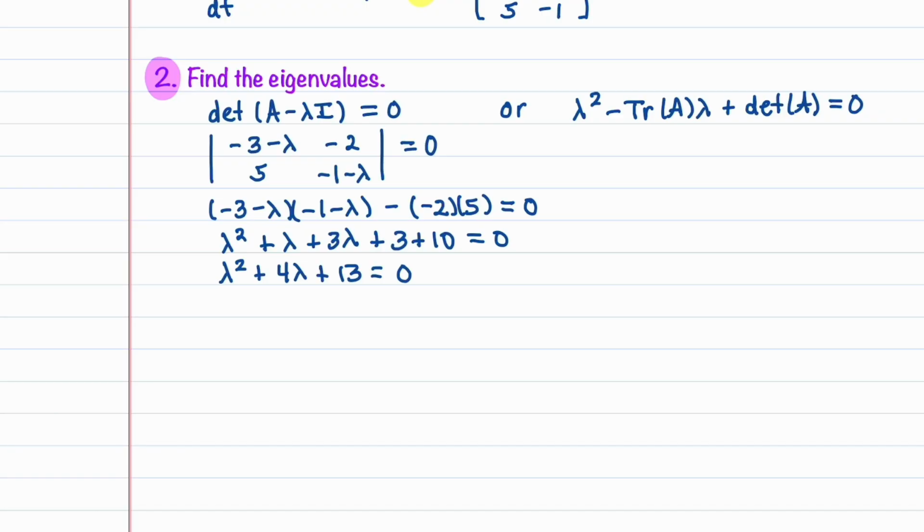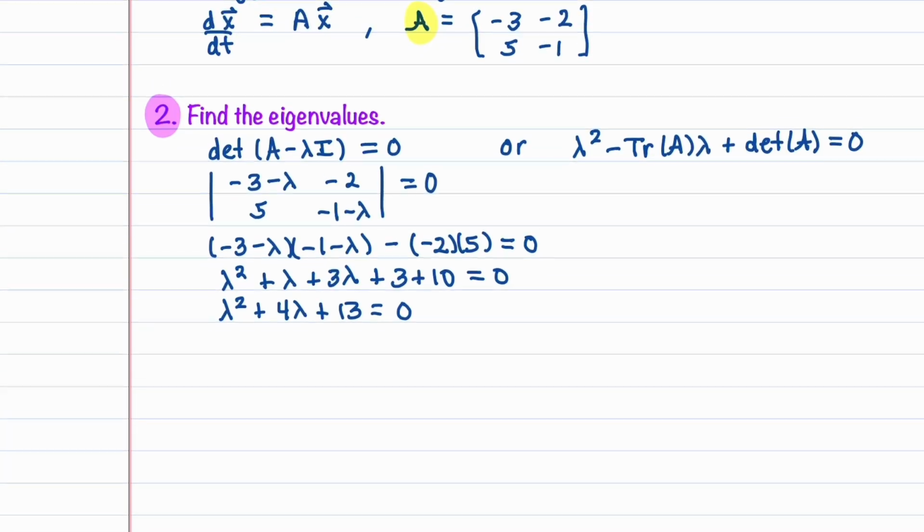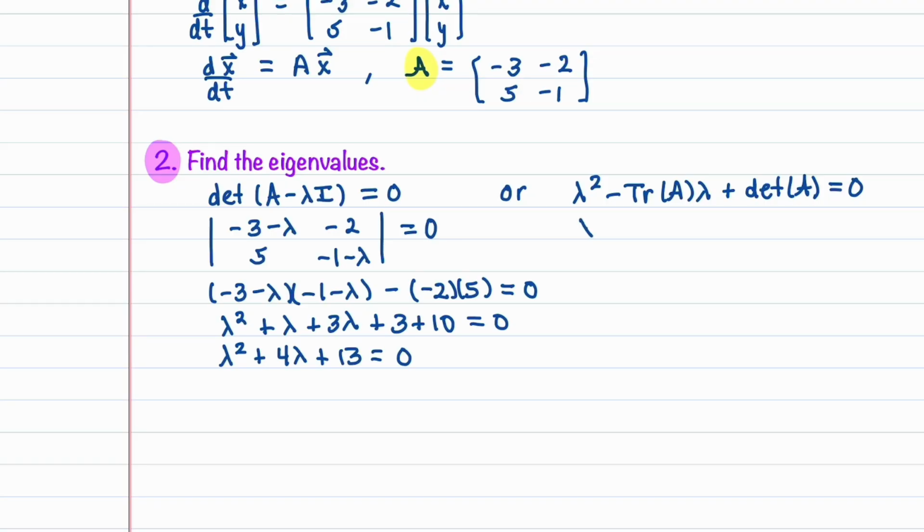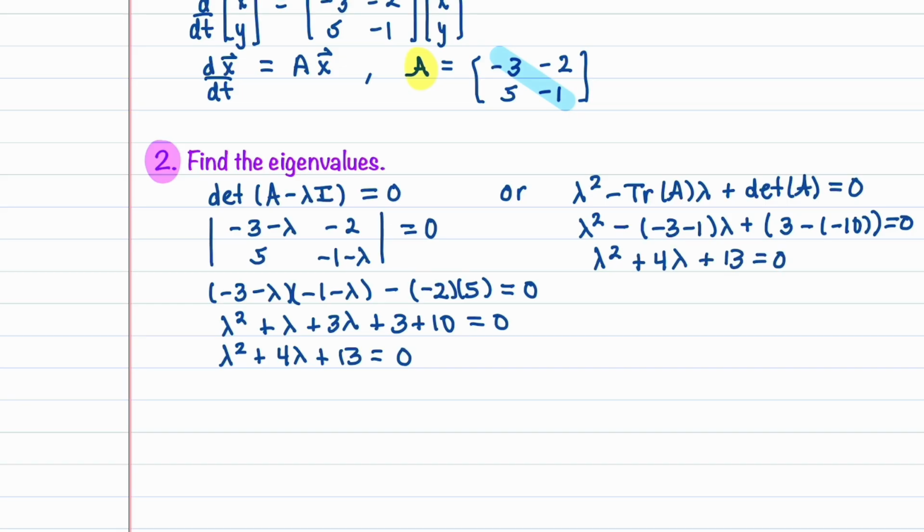Before we solve this, let's go over here on the right and look at finding our quadratic using this formula. We have λ² minus the trace of A. The trace of A is where you take the main diagonal elements and add them. So this is (-3 - 1) times λ. And then we have the determinant, which is the main diagonal entries multiplied. So that gives us a 3, and then minus the off-diagonal entries multiplied, which is minus 10. So this gives us λ² + 4λ + 13 = 0.